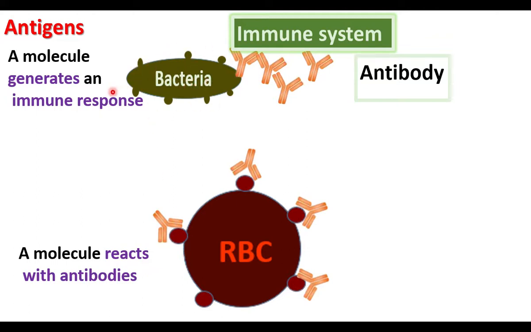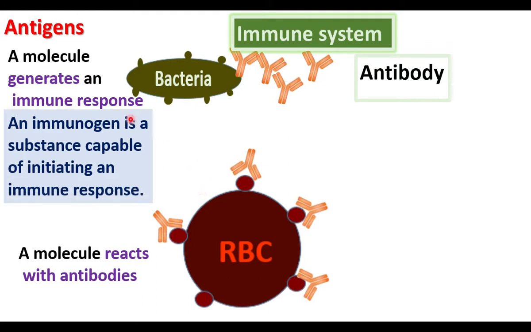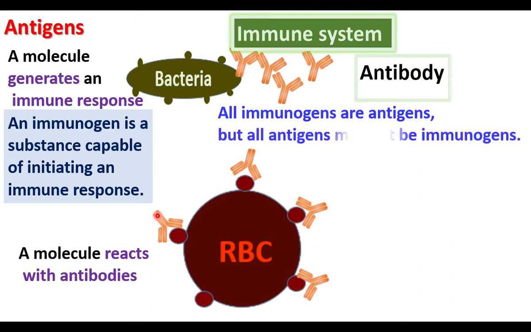It generates immune response. So the first case is specifically called an immunogen. An immunogen is a substance that is capable of initiating an immune response. Immunogen is nothing but antigen. When an antigen initiates immune response, that antigen is called an immunogen. So all immunogens are antigens, but all antigens may not be immunogens.